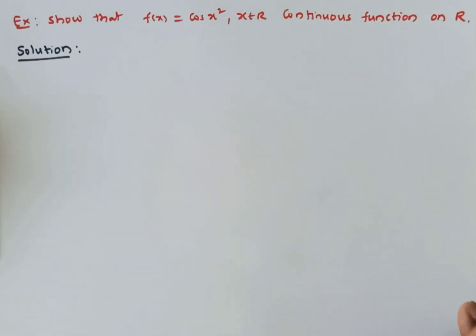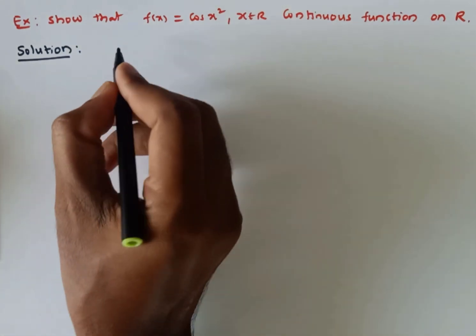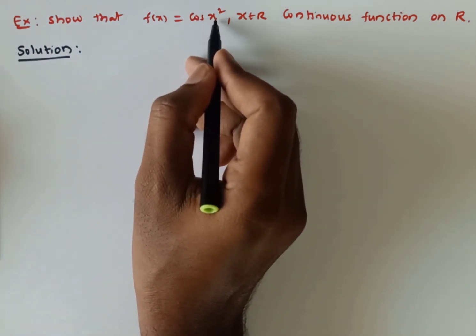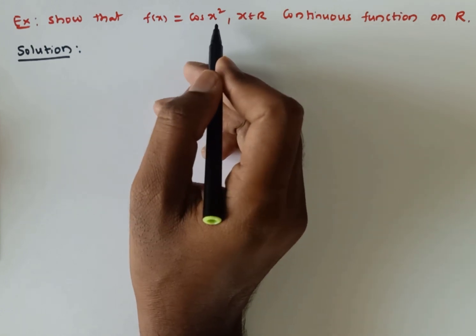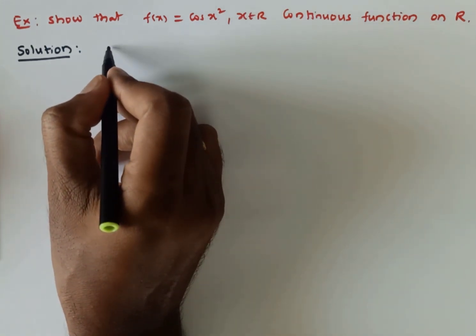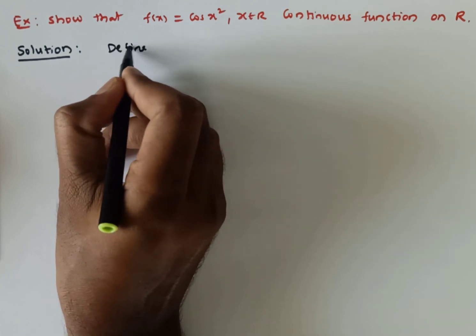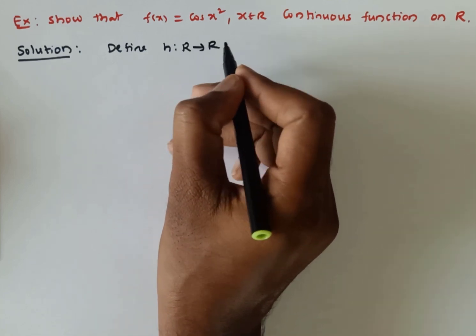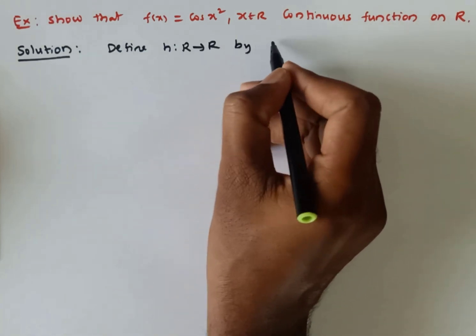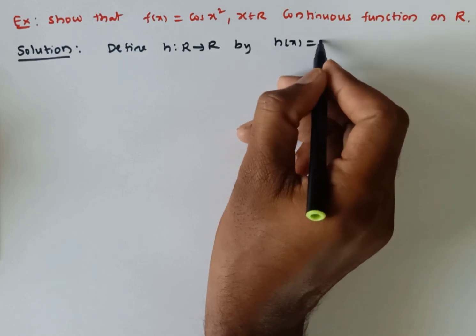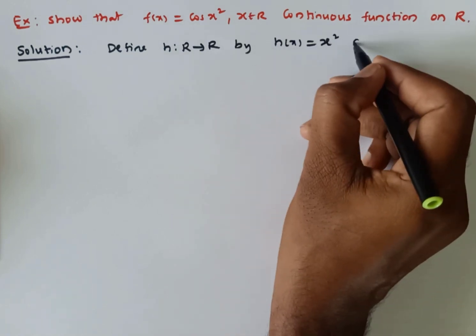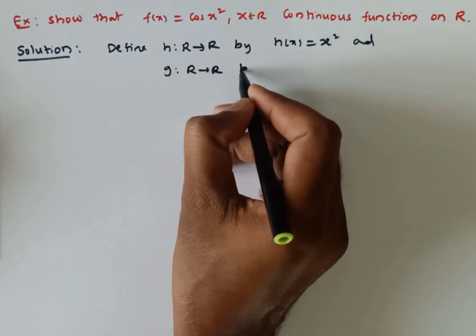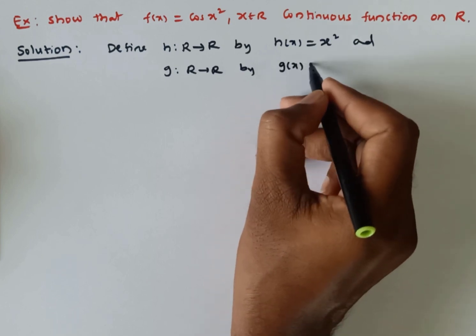We need to show that this cos of x square is a continuous function. So here we need to define two functions. The inner function for this cos is x square, and the outer is cos. So we define h and g. h is a function from R to R defined by h of x equal to x square. And consider one more function g from R to R, which is defined by g of x equal to cos x.